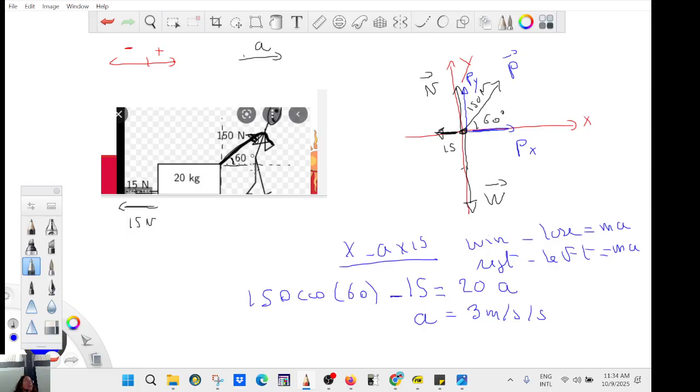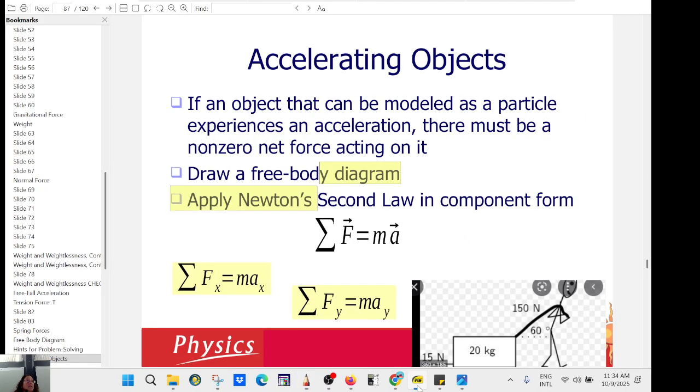So it's accelerating. If I found zero, that means it's not moving. It means that, or maybe it was moving. It could be moving, but at constant speed, for example. If I find an acceleration of zero, it could be at rest or it could be moving at a constant speed. Question?